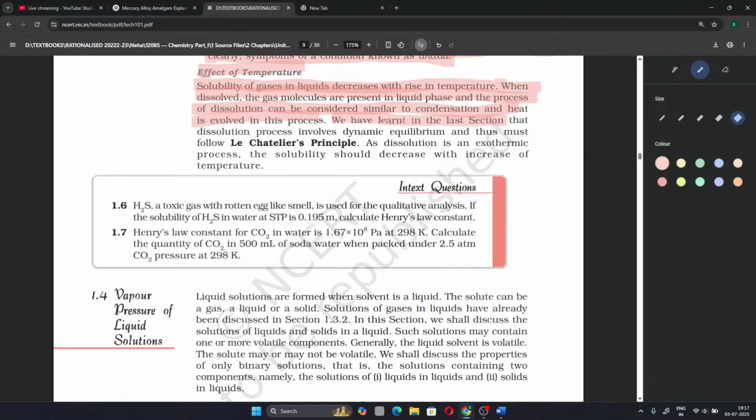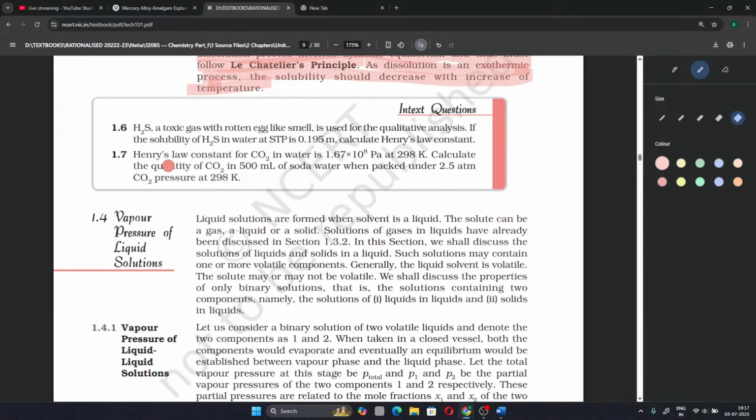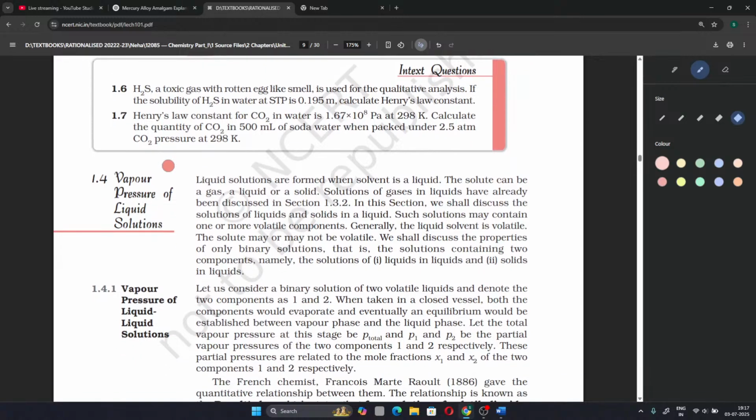We have learned in the last section that the dissolution process involves dynamic equilibrium and must follow Le Chatelier's principle. As dissolution is an exothermic process, the solubility should decrease with increase in temperature. In-text question: H2S, a toxic gas with a rotten egg-like smell, is used for qualitative analysis. If the solubility of H2S in water at STP is 0.195 molal, calculate Henry's law constant.